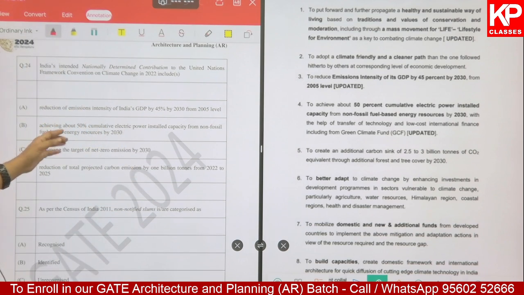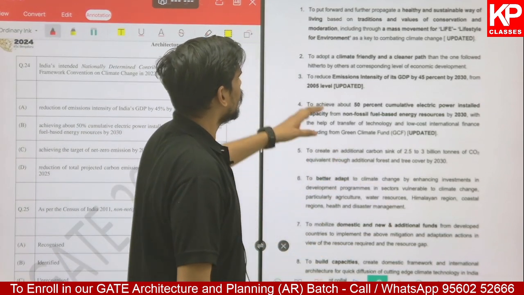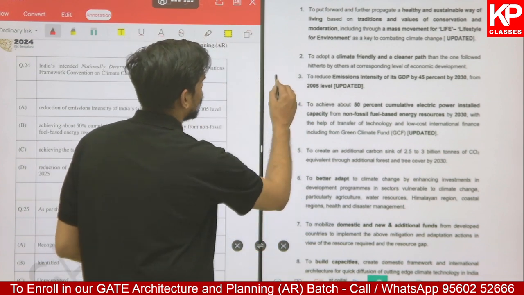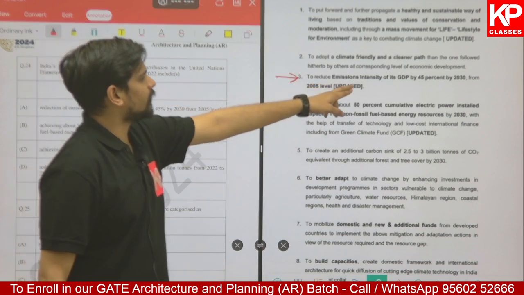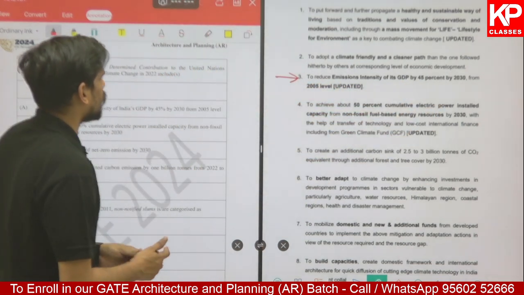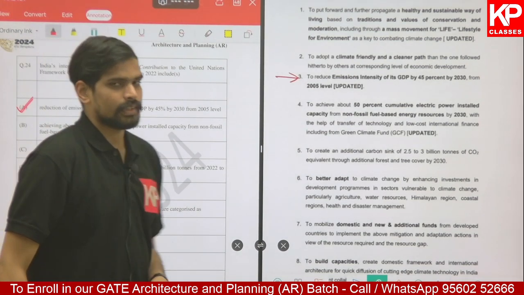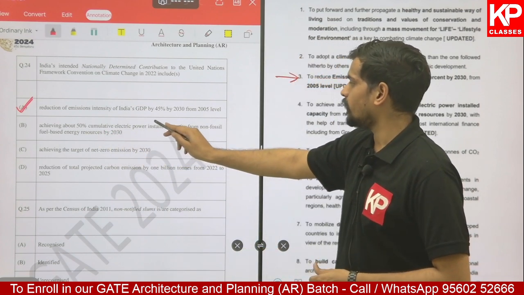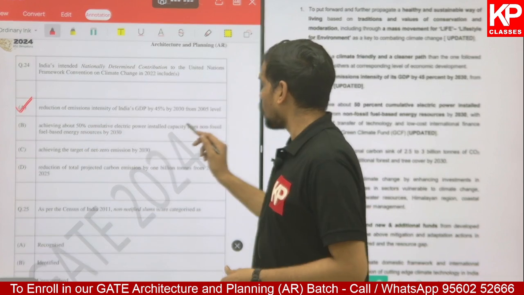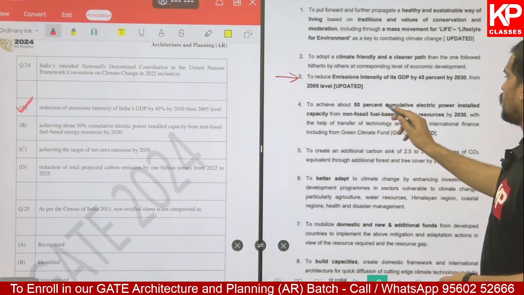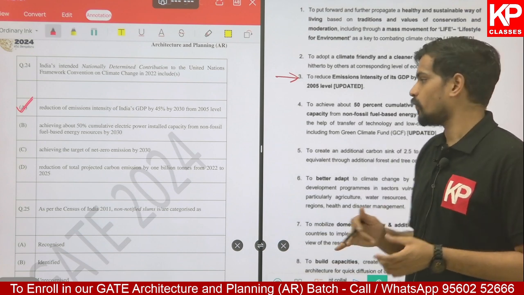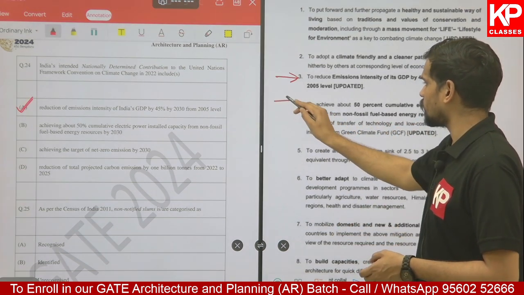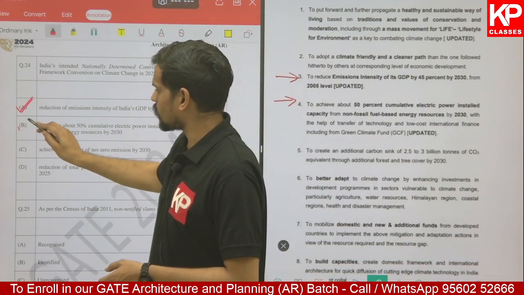The first option given over here, reduction of emission intensity of India's GDP by 45% by 2030 from 2005 level. You can see that it is a point mentioned in the third point: to reduce emission intensity of its GDP by 45% by 2030 from 2005 level. So option A is right away the correct option. The next option, achieving about 50% cumulative electric power installed capacity from non-fossil fuel based energy sources by 2030. So 50% of the overall electricity production should be from non-fossil fuel based resources by the year 2030, and that also is a nationally determined contribution. So option B also is correct.